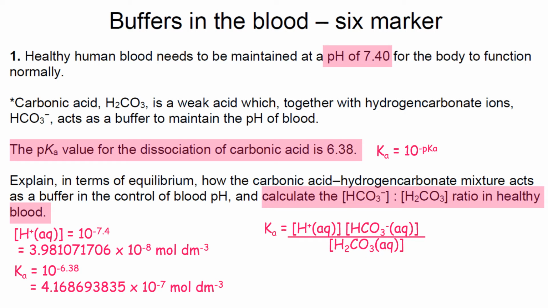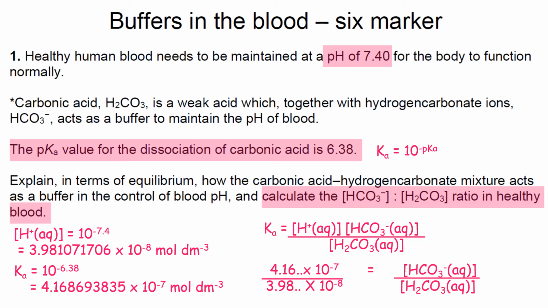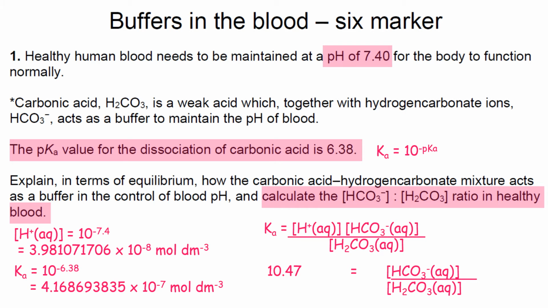So now we write out the Ka expression, and we do the rearrangement like we did before, and we put in the numbers. Running our numbers through our calculator gives us 10.47. So that means that the concentration of HCO3 minus is about 10 times more than the concentration of H2CO3 in healthy blood. But you can just write it as 10.47 and express it like this, and they'll be fine.